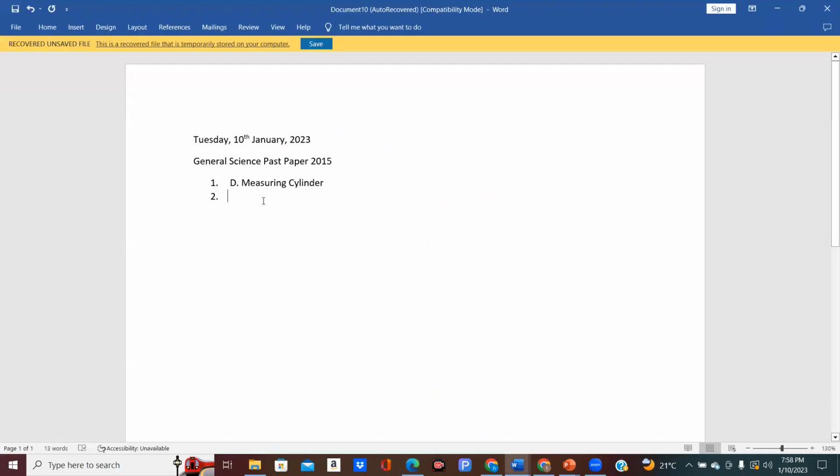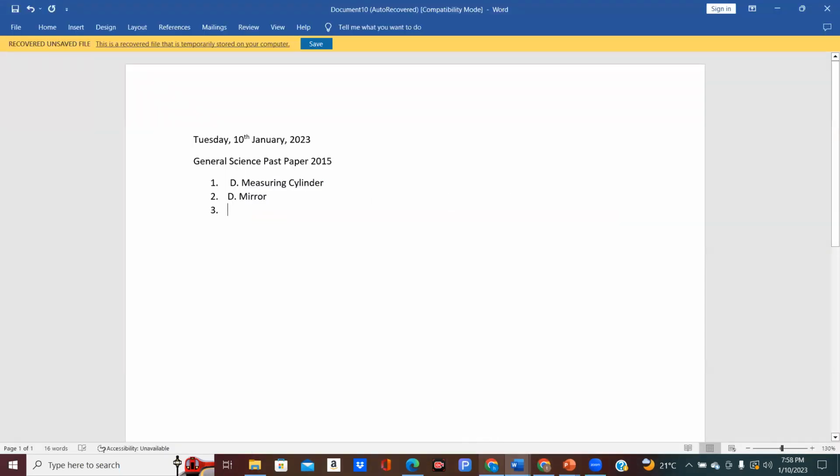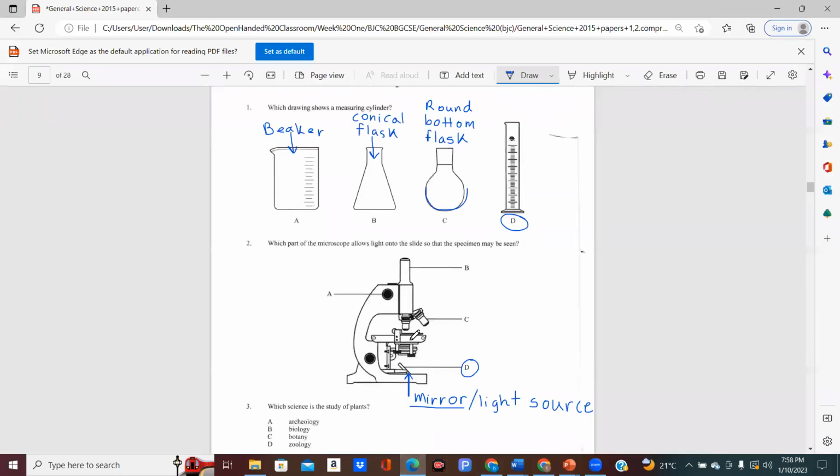D. This is a light source. It's actually a mirror, to be honest. Excuse me, sir. Can you go back to number 1? Sure, no problem. That's fine. Okay, so my apologies. Let's go to number 1. All right, good.